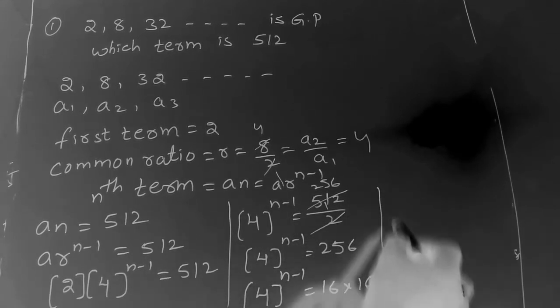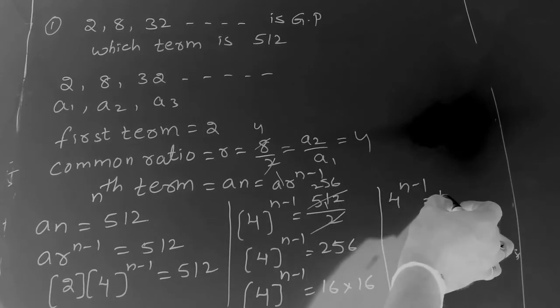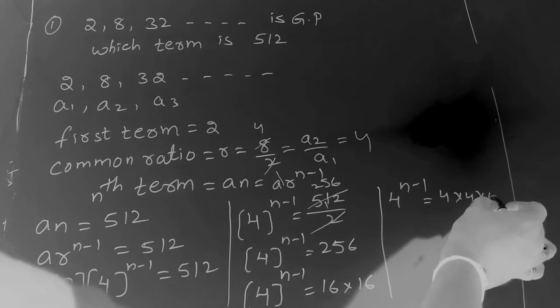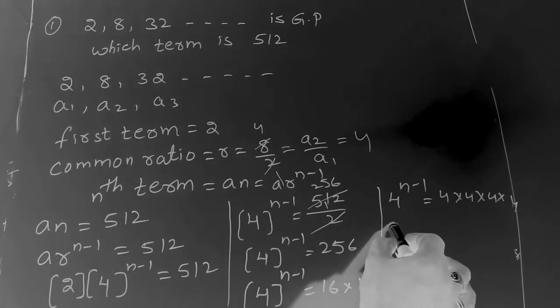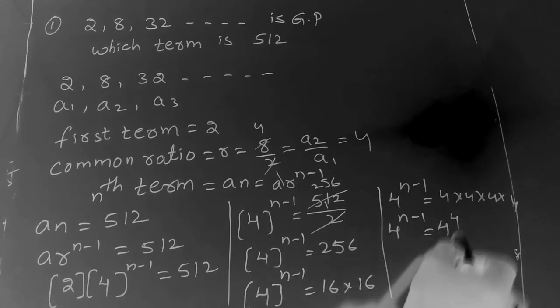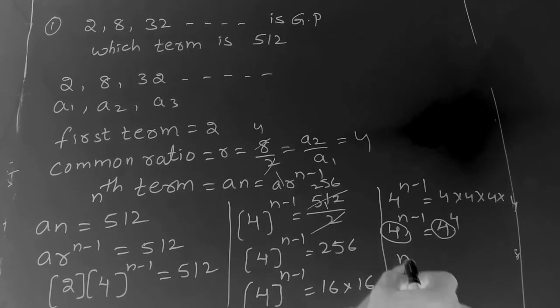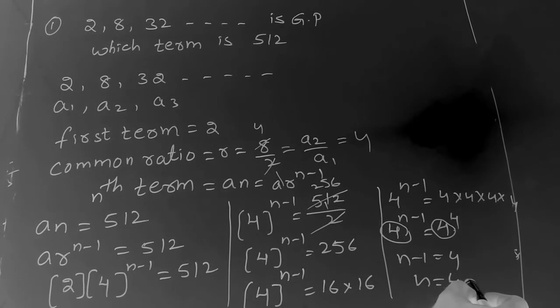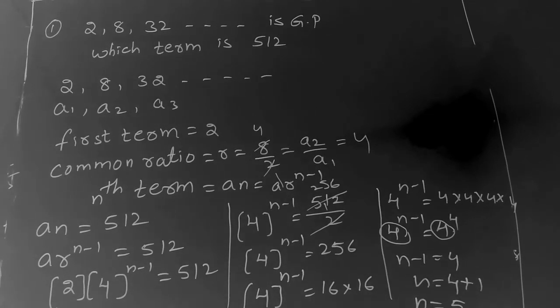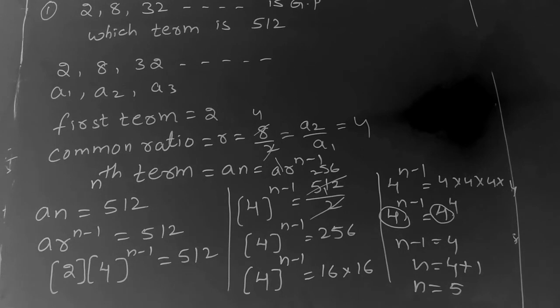Now you can write 4 to the power of n minus 1 is equal to 16 can be written as 4 into 4. So 4 to the power of n minus 1 is equal to 4 to the power of 4. So if bases are equal, powers are also equal. n minus 1 is equal to 4. n is nothing but 4 plus 1. Therefore the value of n is 5. So fifth term of the series is 512.